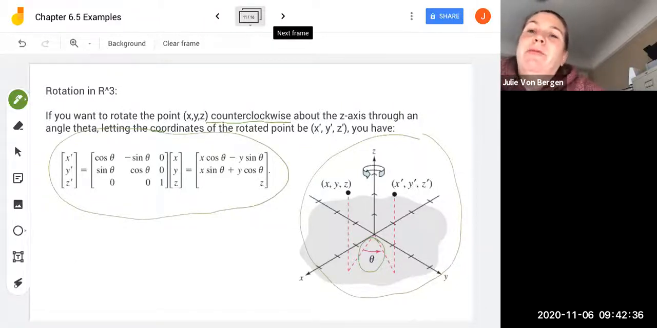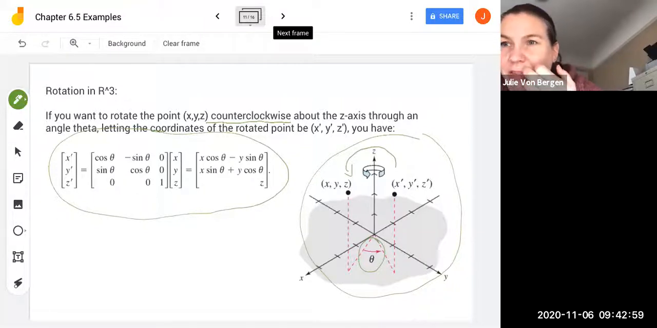And that simplifies when we multiply it by xyz to this formula here, x cosine theta minus y sine theta in the first row, and x sine theta plus y cosine theta in the second row, and z in the third row because z remains unchanged. We're just rotating about the z-axis. So our rotation goes counterclockwise, and you can visually see it here.